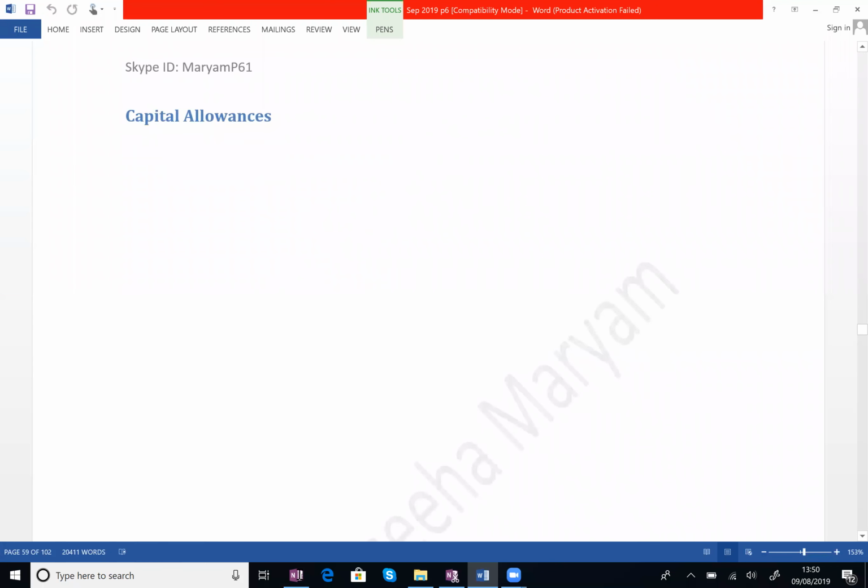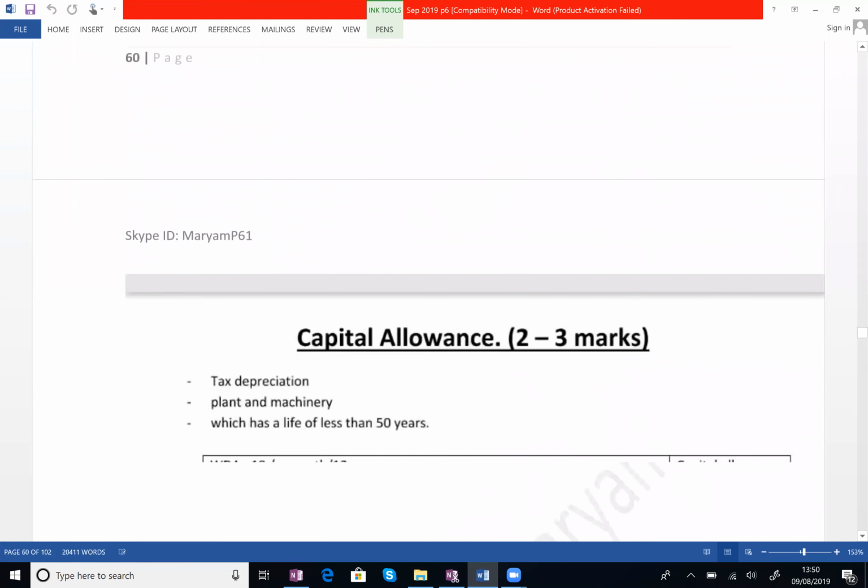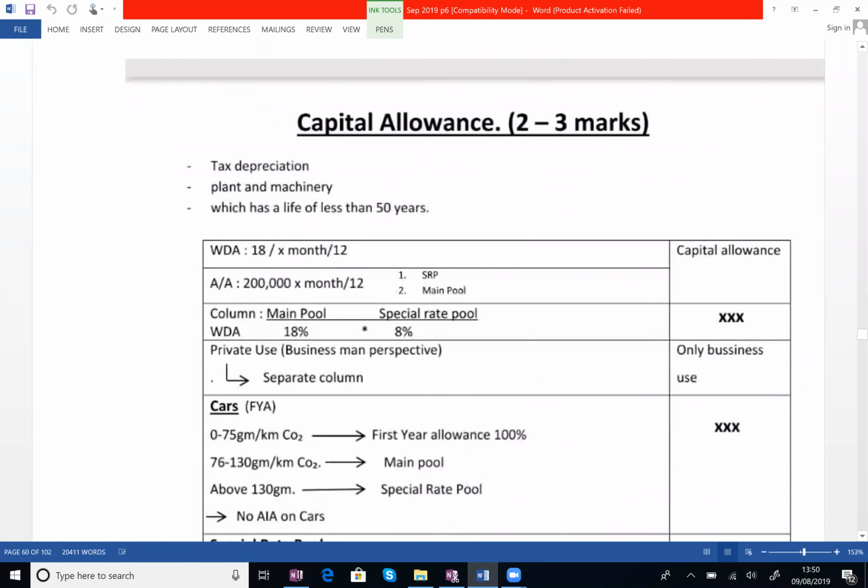Now the next topic is capital allowance. You can see the table in my notes. In capital allowance, the examiner will require 2 to 3 marks in the exam, capital allowance and adjustment.